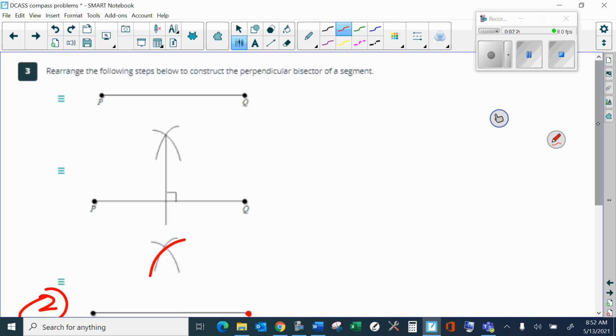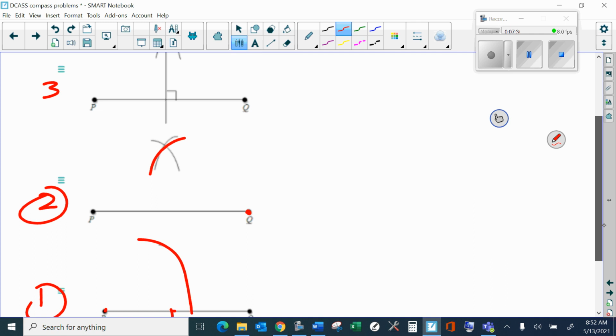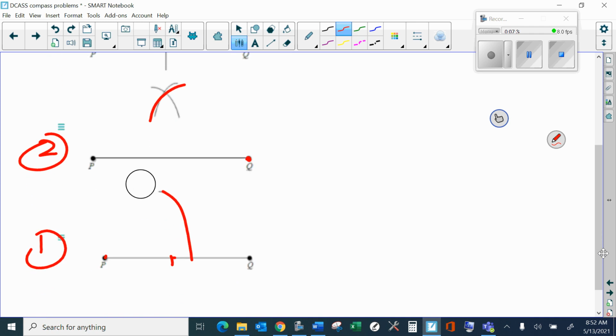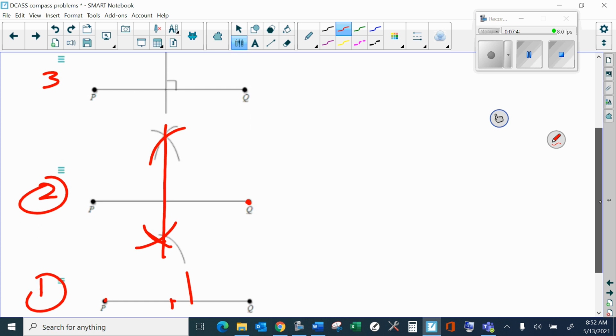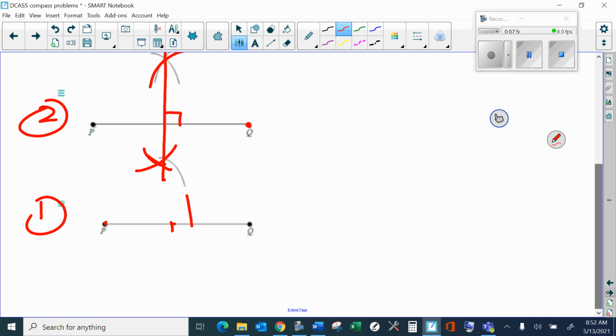And then step three. They're missing, they should have another set of arcs down below, like this. Then I can go right through there to make sure it's perpendicular. But if that's all there is, that's all there is. But usually they're going to have this right here, and then step four if you want to draw in the perpendicular symbol.